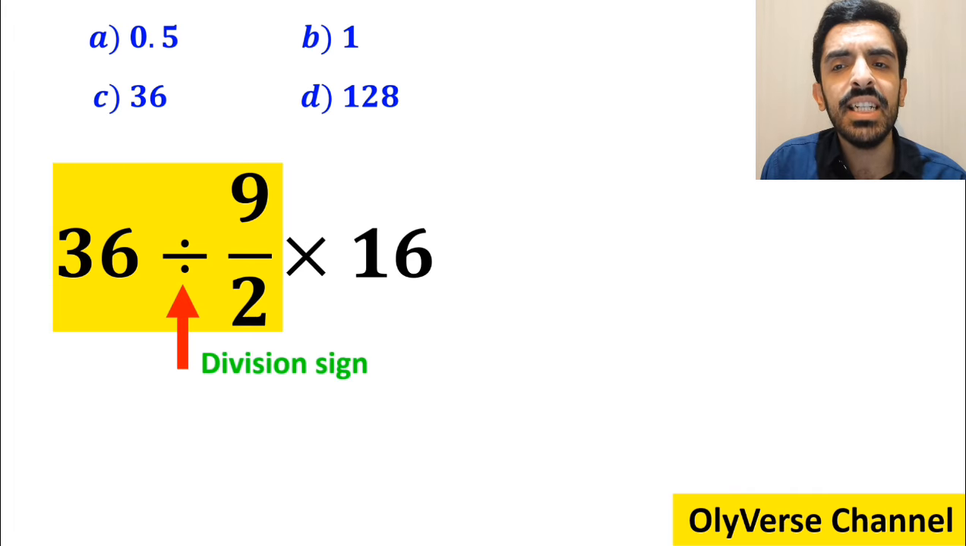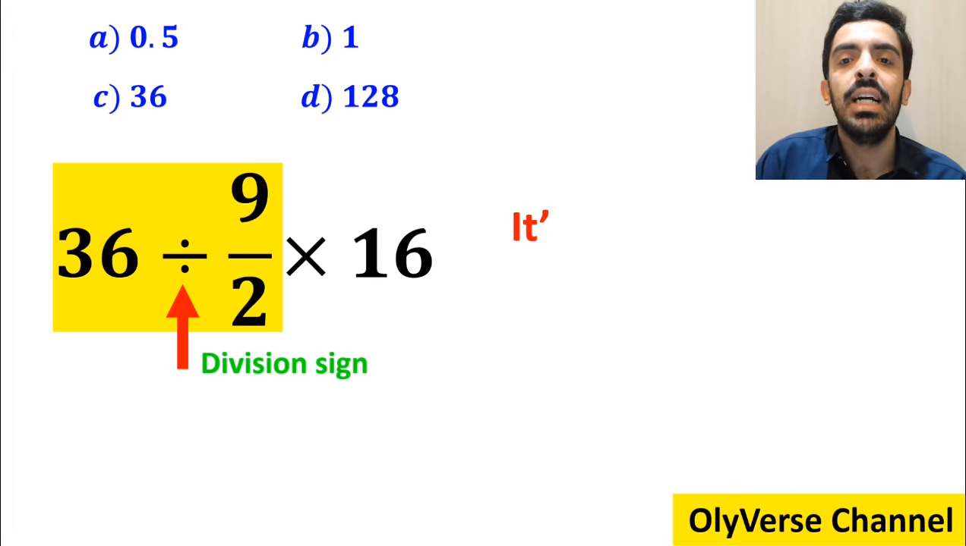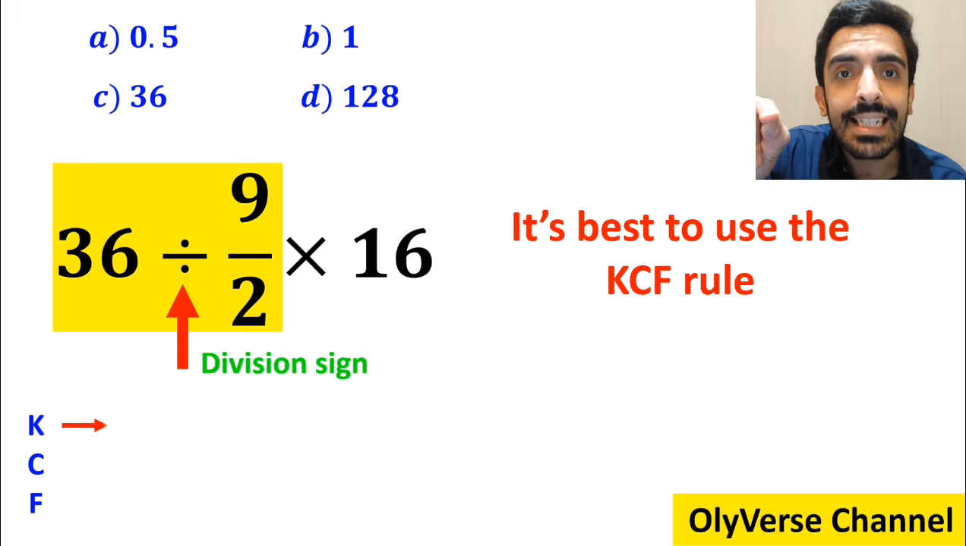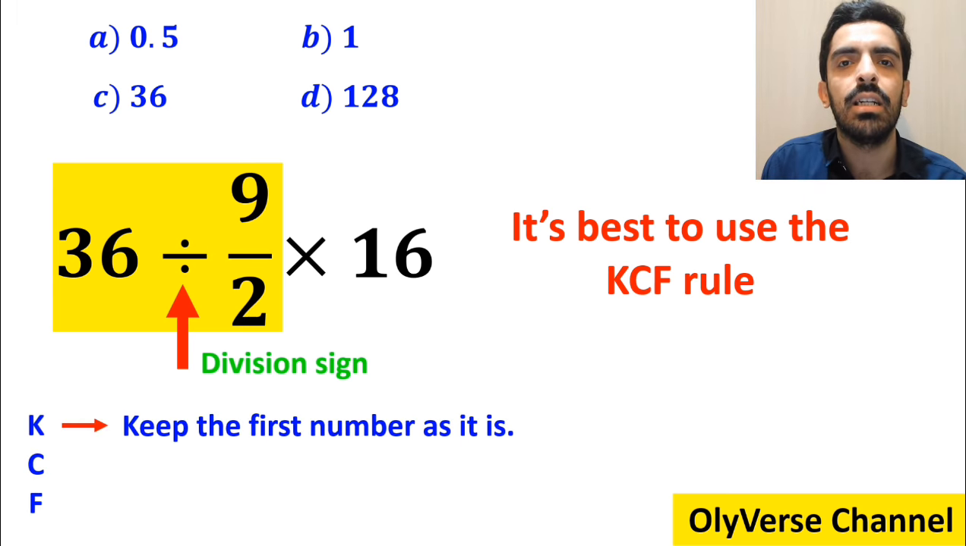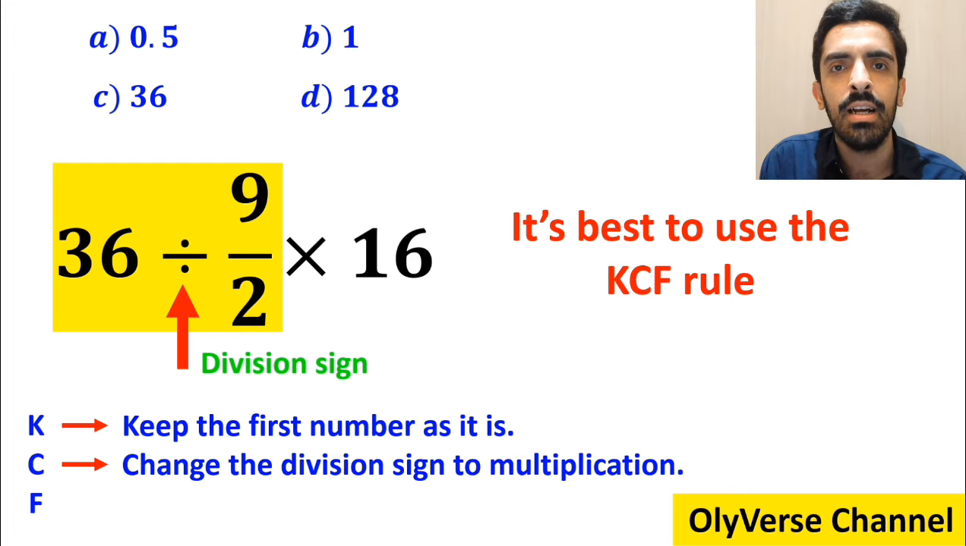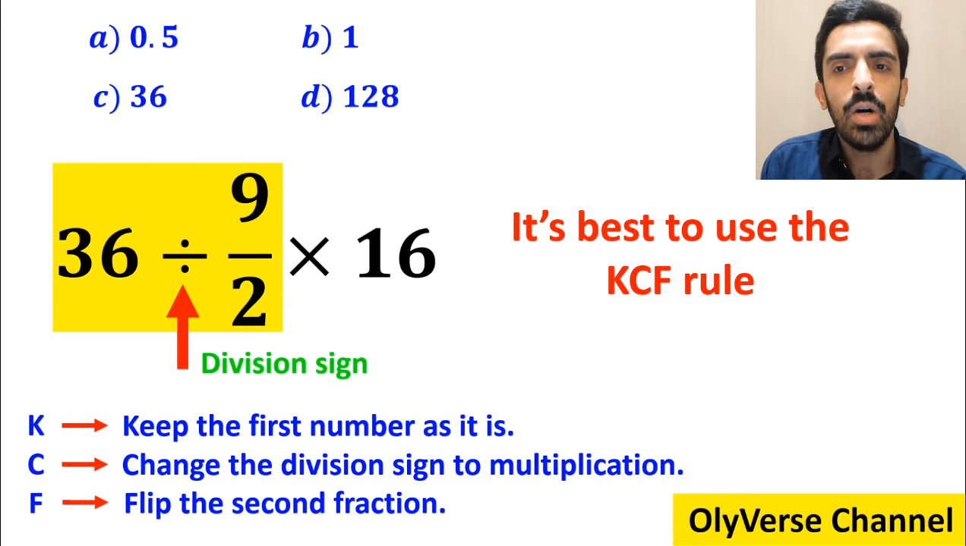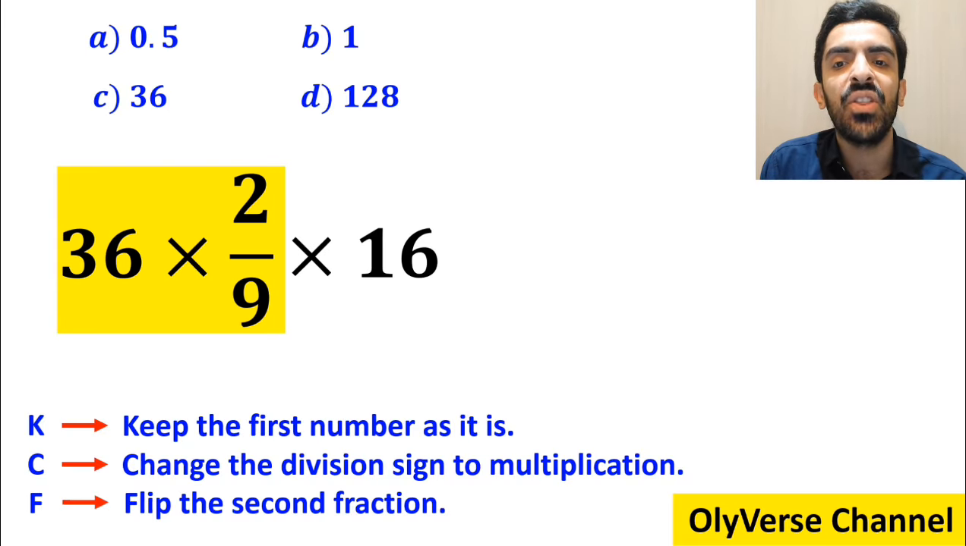Okay, whenever we see a division sign between two terms, it's best to use the KCF rule. In this rule, K stands for keep the first number as it is. C stands for change the division sign to multiplication. And F stands for flip the second fraction. So, we remove the highlighted part and replace it with 36 multiplied by 2 over 9.